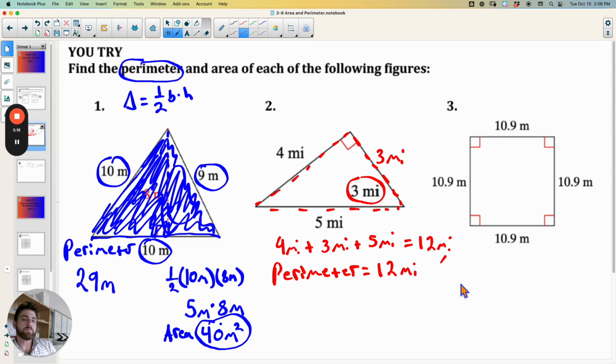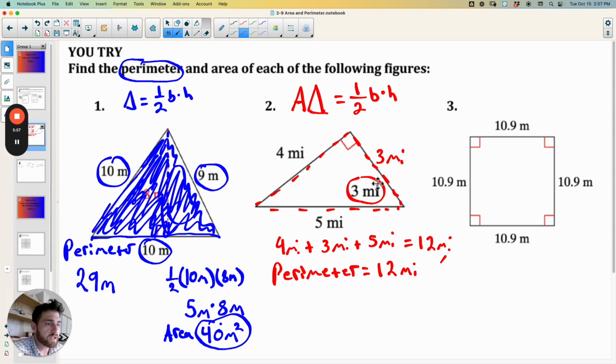Now for area, we need to do 1/2. The area of a triangle is going to be equal to 1/2 base times height. Now I think over here I just wrote a triangle. I meant to say area of a triangle. I drew a triangle symbol, and that's one of the things that I like to do. That's just personal preference. I think sometimes I'll even write it with the A in front, but area of a triangle is going to be equal to 1/2 base times height.